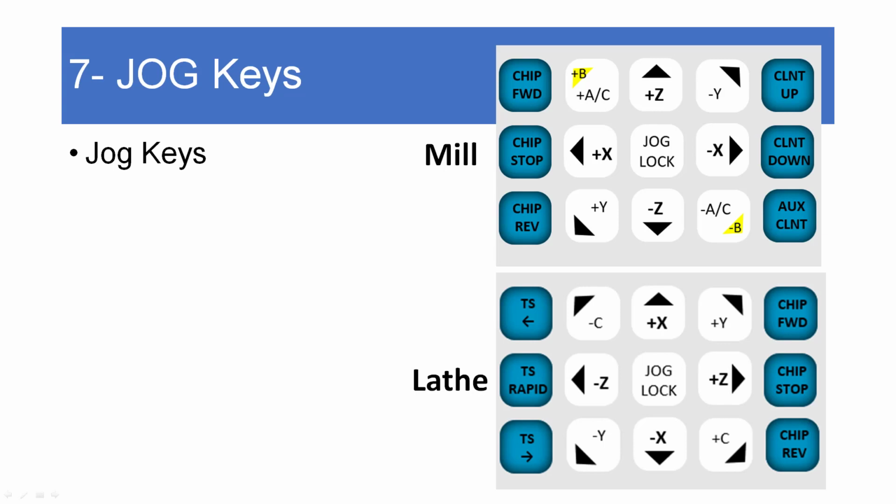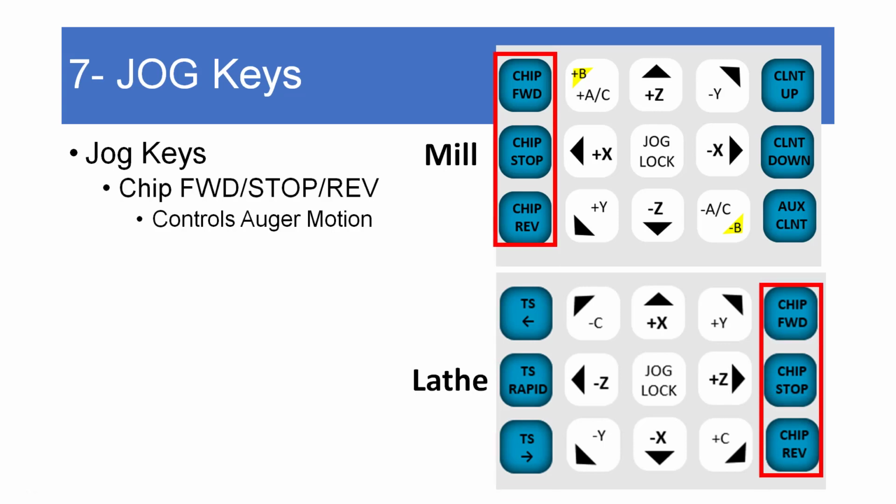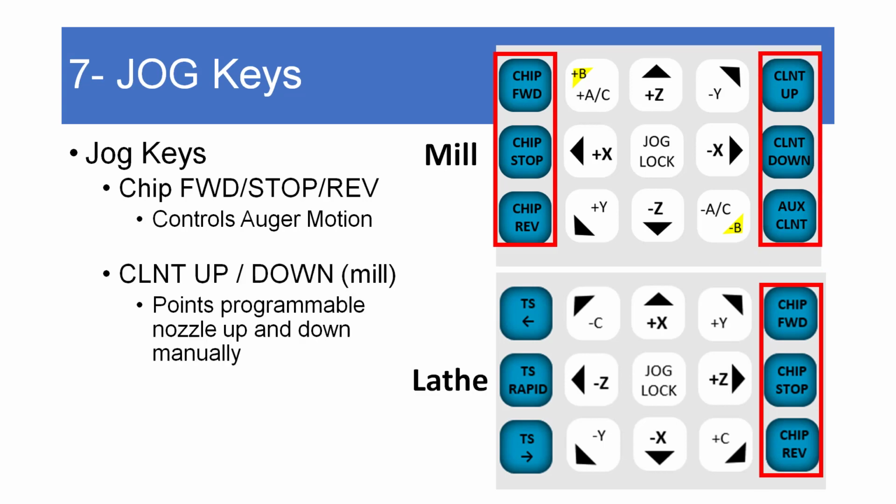Jog keys also provide control of the chip auger system and are laid out differently on the mill and lathe, though the operation is essentially the same. Forward for both systems will remove chips, and reverse is used only if there's an obstruction or problem on the chip conveyor system. Only our mill has a programmable nozzle. On the lathe, these keys will control a tailstock movement, which is not available on our ST10 lathe, so they're not used. The coolant up and coolant down keys will move the programmable coolant nozzle up or down one increment.